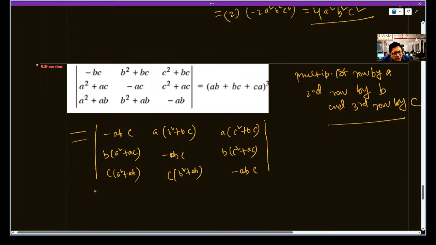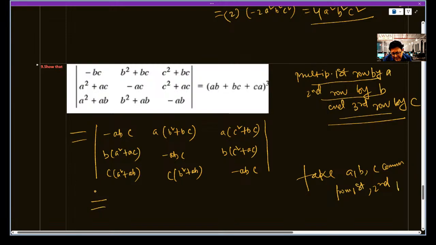Clear? Multiplying first row by A, second row by B and third row by C. Then taking ABC common from first, second and third column. Take ABC common from first, second and third column. Okay?